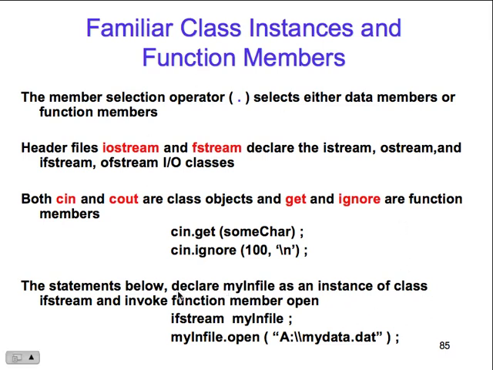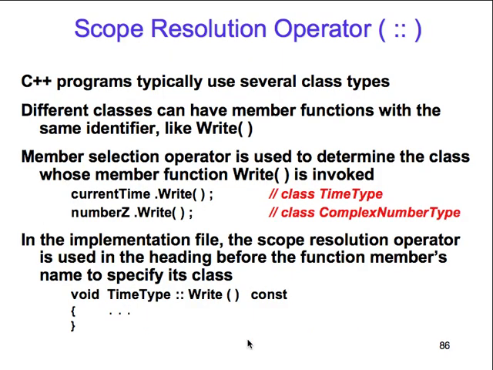So statements below here declare my in file as an instance of a class ifstream and invokes a method to open it up. So here we have .open as an example. So in the C++ libraries, once you start going through and using them, you end up having to figure out, oh, we have methods. And what you're doing is you're creating objects, instances of objects, and you're running methods on those objects, and they're built in C++ libraries. So instead of running functions, now you're running methods on objects in C++.